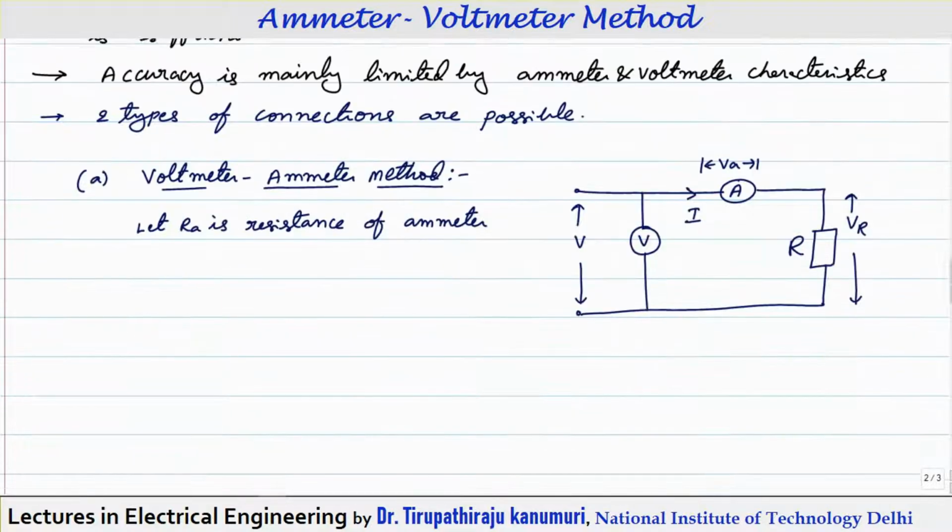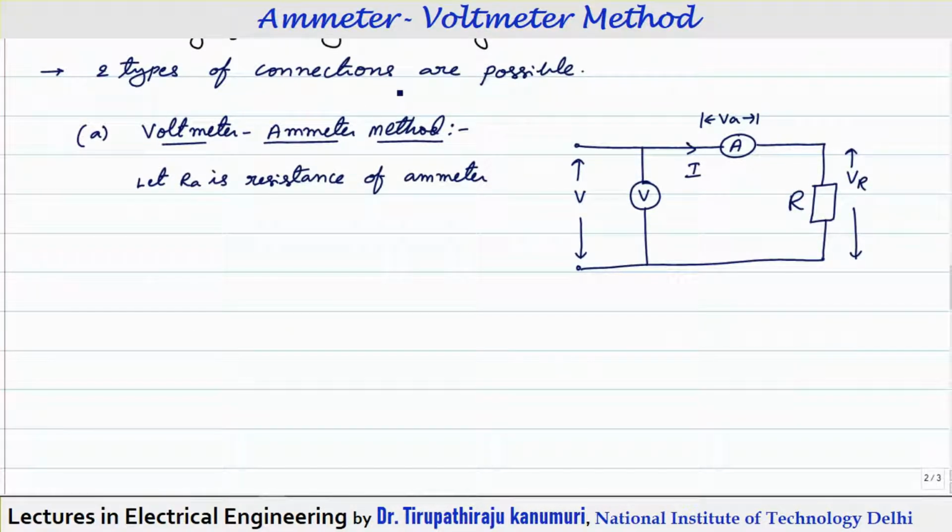Again, in the ammeter voltmeter method, two types of connections are possible, depending on whether you connect the voltmeter first followed by the ammeter, or the ammeter followed by the voltmeter. Let us see each one of these methods. The first one I am starting with is the voltmeter followed by the ammeter. That means first we connect the voltmeter, followed by the ammeter. Let Ra be the resistance of the ammeter.